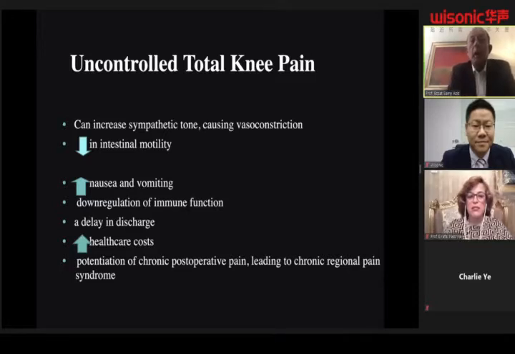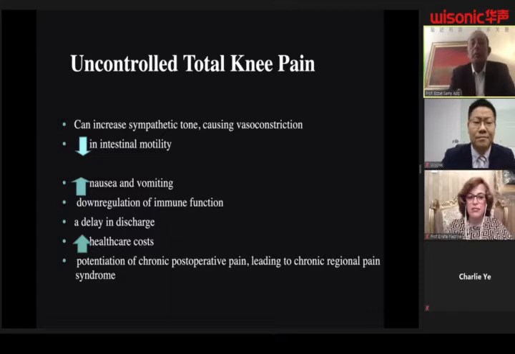Because, as you know, uncontrolled total knee pain will increase the sympathetic tone. There is vasoconstriction, there is increased intestinal motility, there is increased incidence of nausea and vomiting. It even downgrades the immune function, and you will have delay in discharge. As you know now, money talks, even in the health system.